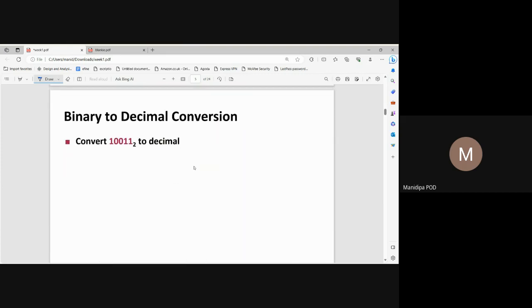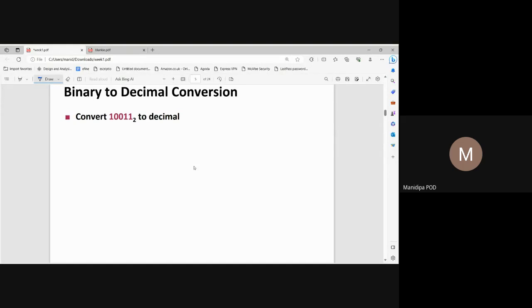Next, okay, let's take one more example. Binary to decimal conversion. So my number is 10011. This is in base 2 and I want to find its base 10 equivalent. So what I'll do, this one is in 1's column. This one is in 2's column. This one is in 4's column. This is in 8's column. This is in 16's column.